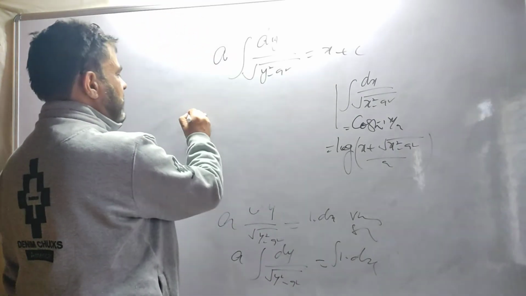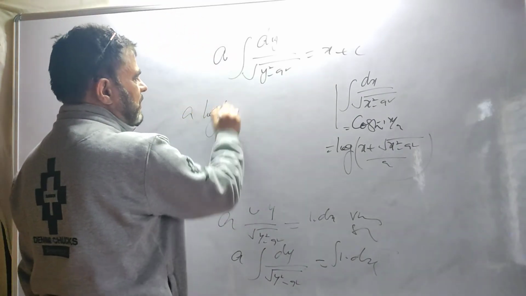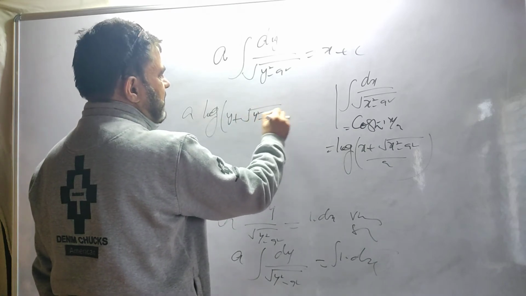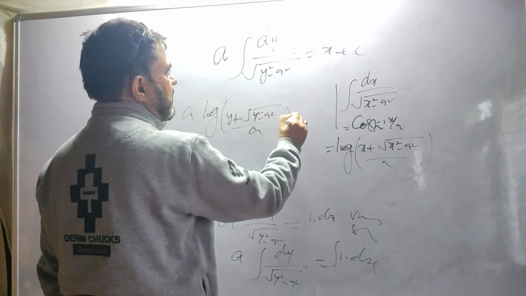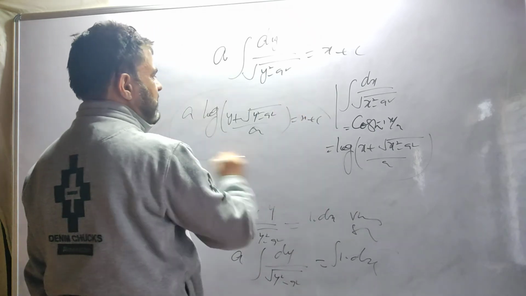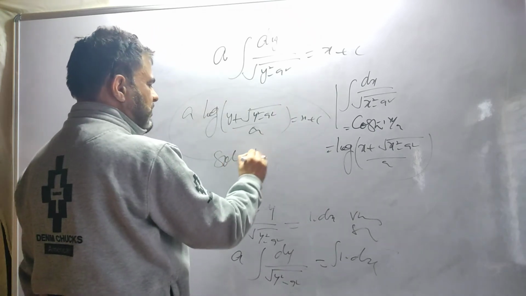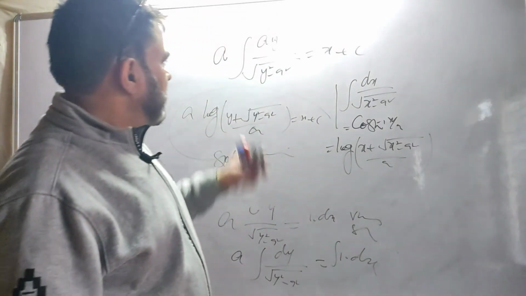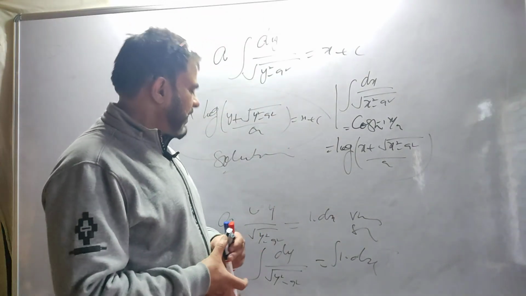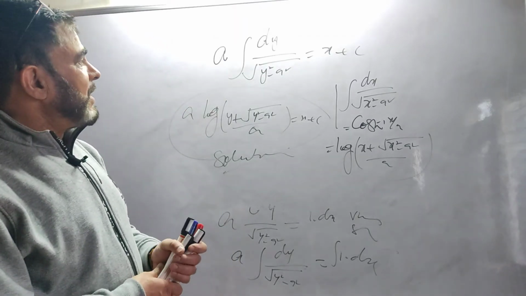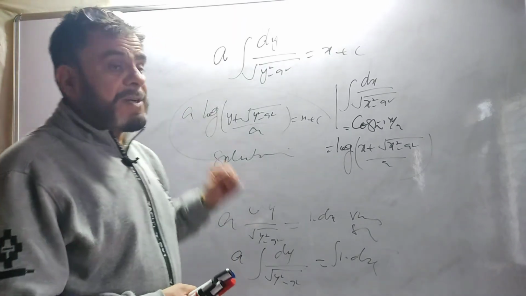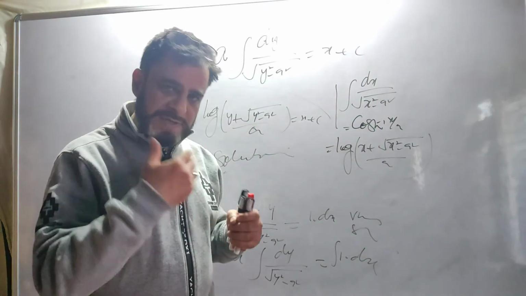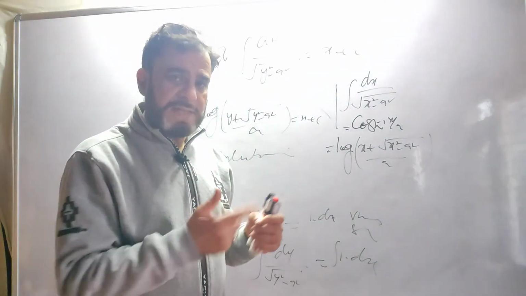So you can write this is a log of what? Y plus under root of y square minus a square by a is equal to x plus c. You will write this is the solution. In this case, you do not have to eliminate p. This automatically is the solution, because you could write this p as a function of y. Do you follow? It involved directly x and y. P gets eliminated in the second.